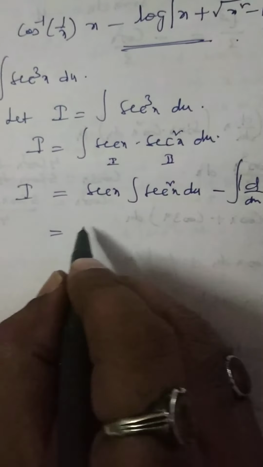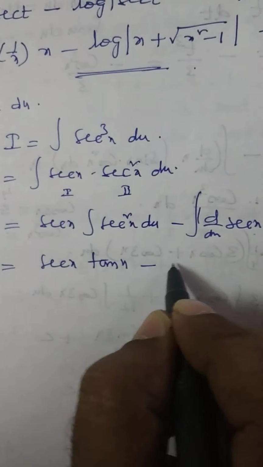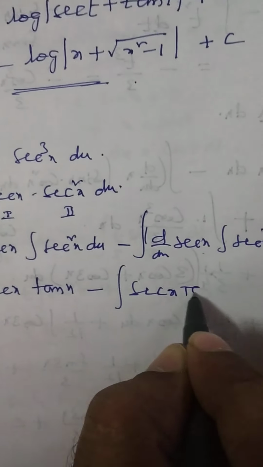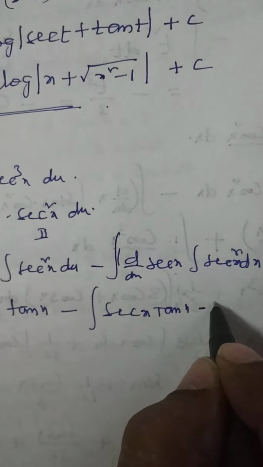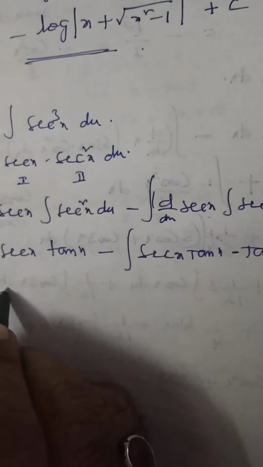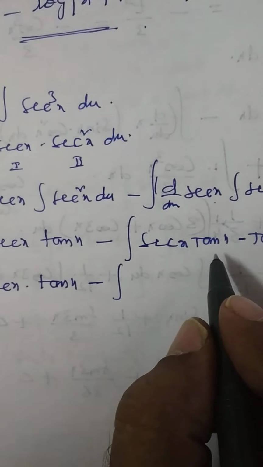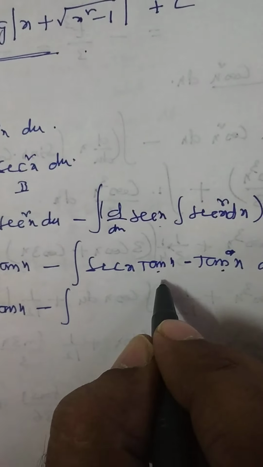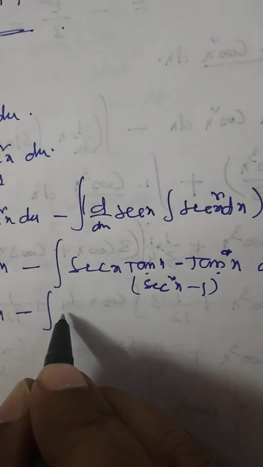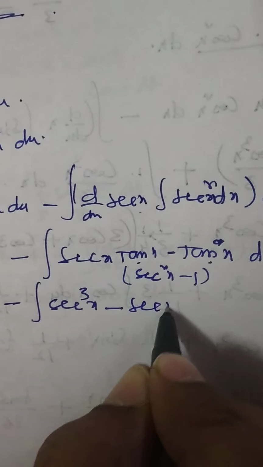So after that I is equal to secant x into, integration of secant square x, derivative is tan x, minus integration of secant x derivative is secant x into tan x, into again secant square x, derivative is tan x only, whole dx. So which is equal to secant x into tan x minus integration of, here what I am going to do is tan square x, I am writing as secant square x minus 1. So obviously secant cube x minus secant x dx I am going to get.